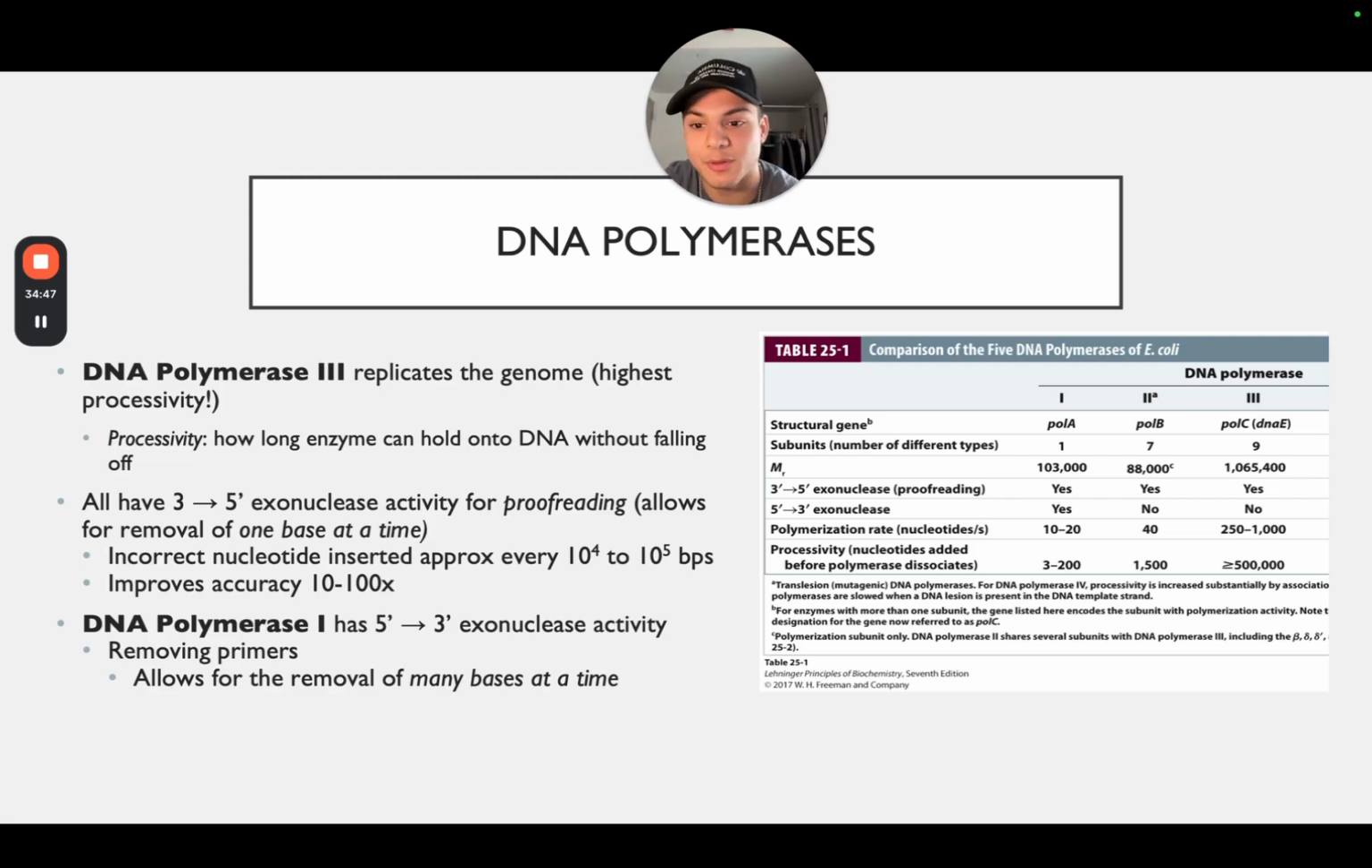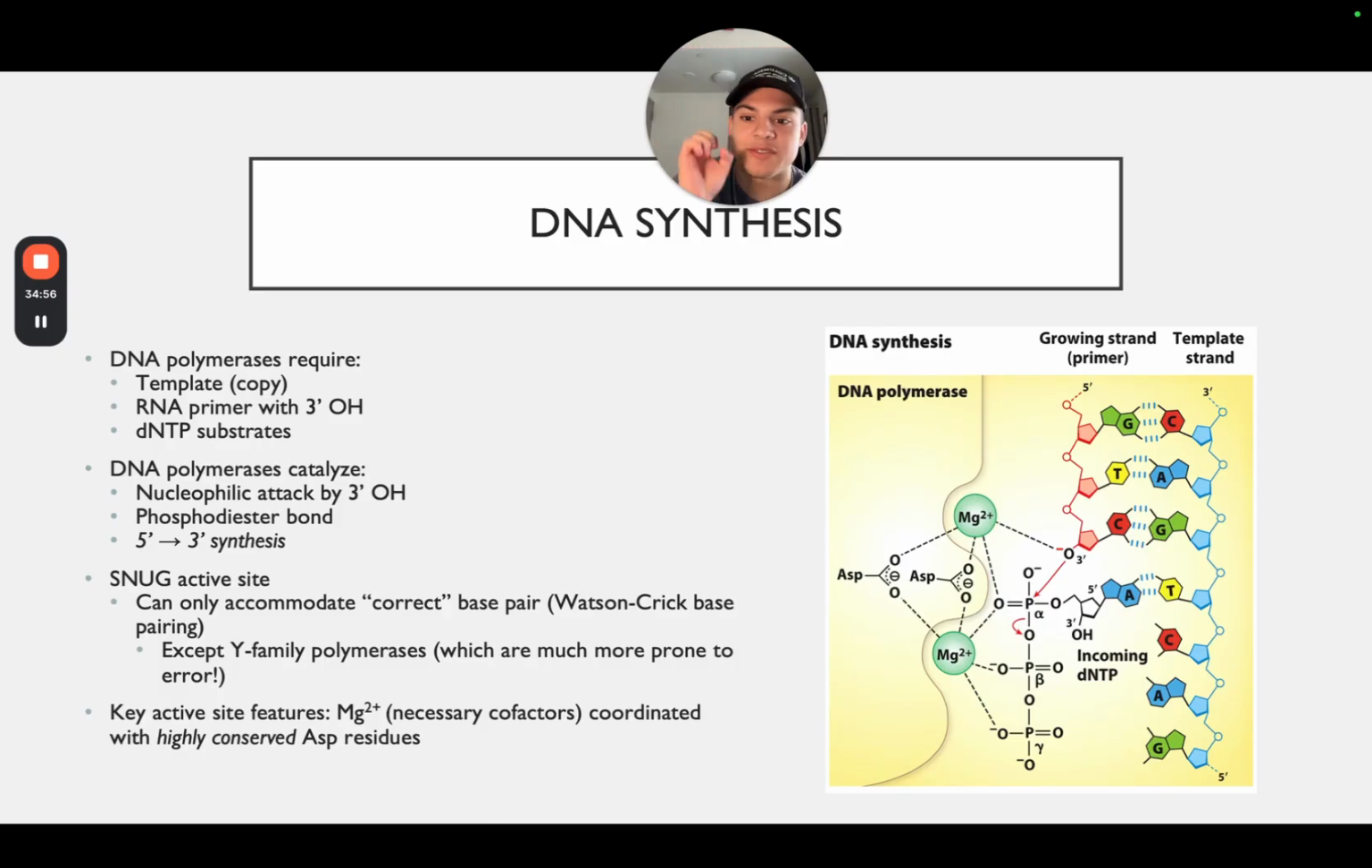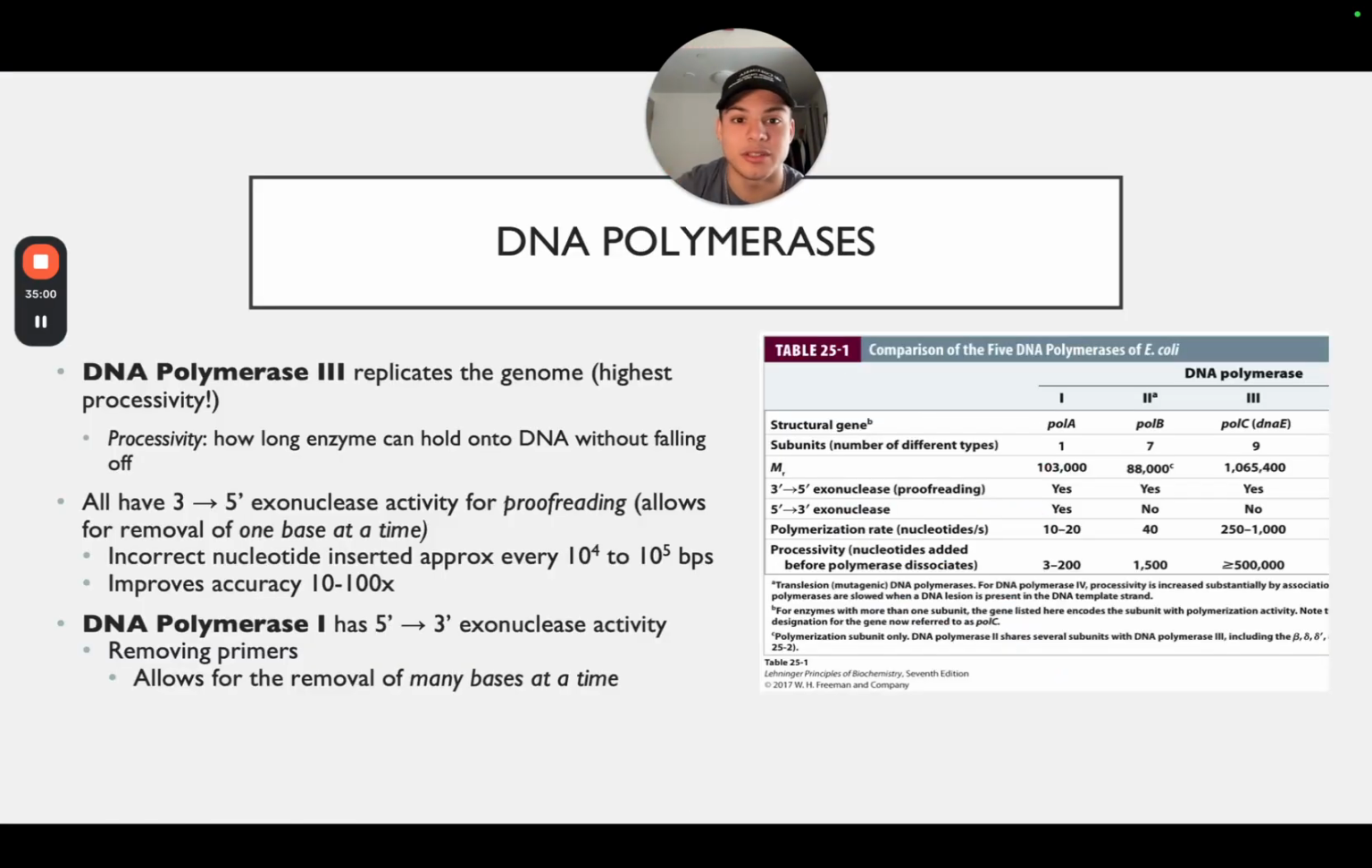So all of them have 3' to 5' exonuclease activity for proofreading. And all this means is it allows for removal of one base at a time. Like I said, the active site is very snug, and if it doesn't fit, it's going to immediately have this exonuclease activity, aka it's going to be able to repair the bad base pairing, the incorrect base pairing.